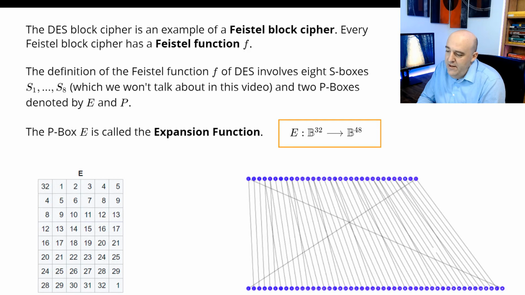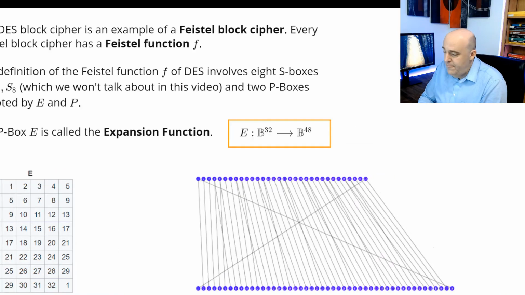The P box E is called the expansion function for good reason, because it takes a smaller bit sequence, a 32-bit sequence, and increases it up to a 48-bit sequence. So necessarily we have some input nodes which have more than one arrow coming out of them. We can see that in our picture here. And there's our table E. E is going to have 48 entries in it, and each entry is between 1 and 32. And necessarily we're going to have some duplicates in there.